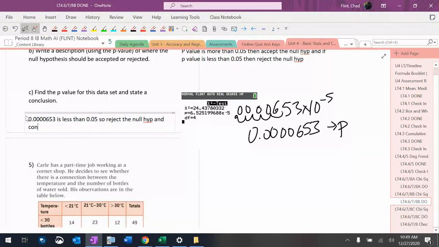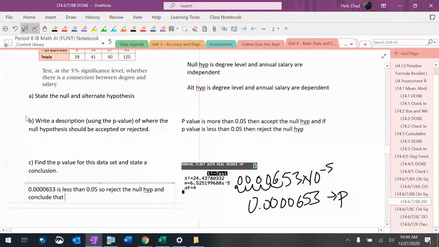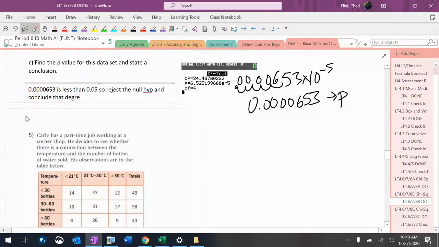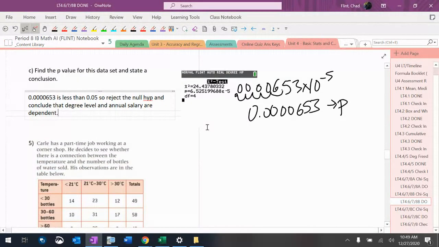And conclude that education or degree level and annual salary are dependent. And that's a complete conclusion statement. So that's how this is going to work all the way through. I would consider trying the next one and then moving on to the C part and working through these problems all the way start to finish.